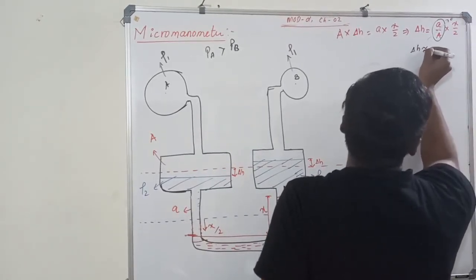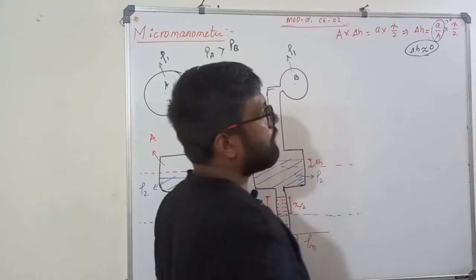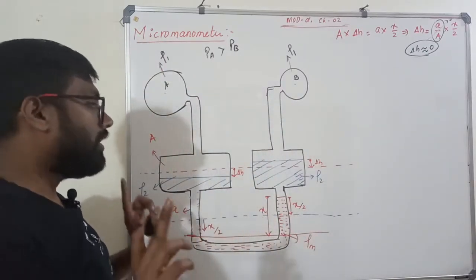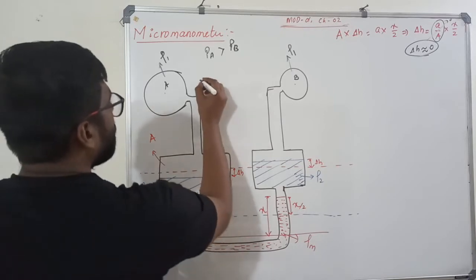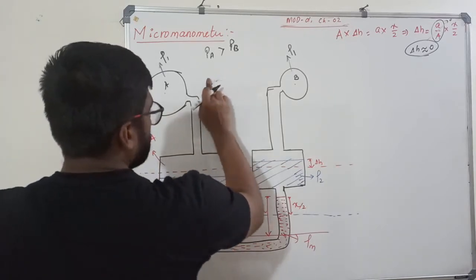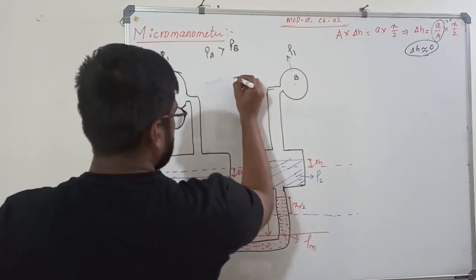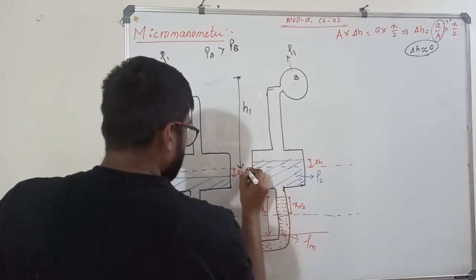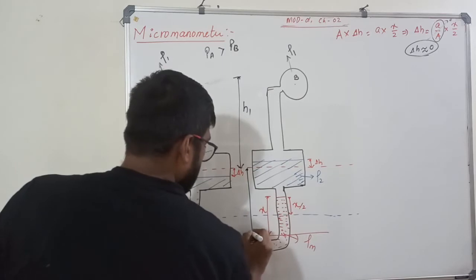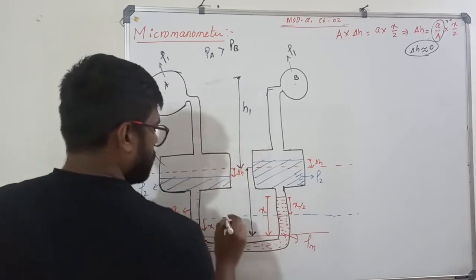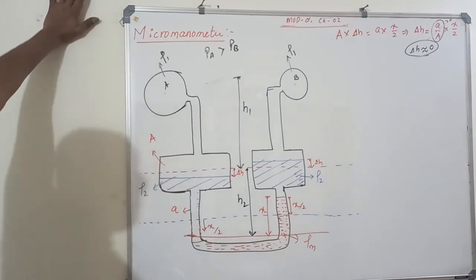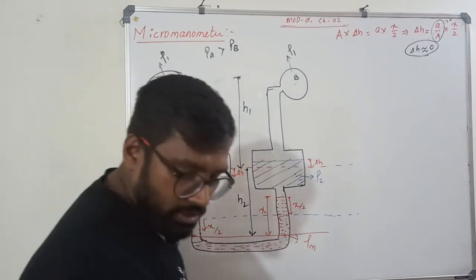So, delta H we are neglecting it to 0. Hence, now I can write, let's say, this depth be H1 and the depth from here to here, let us say, how much? H2. This depth will be your H2. Okay? Now you understood?